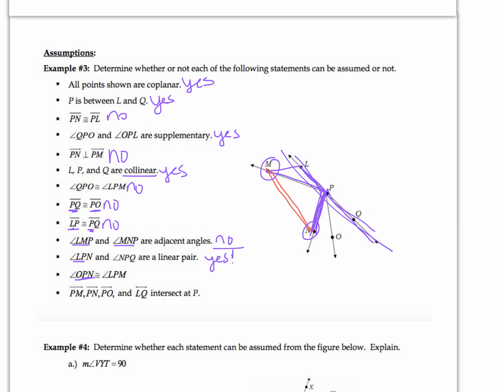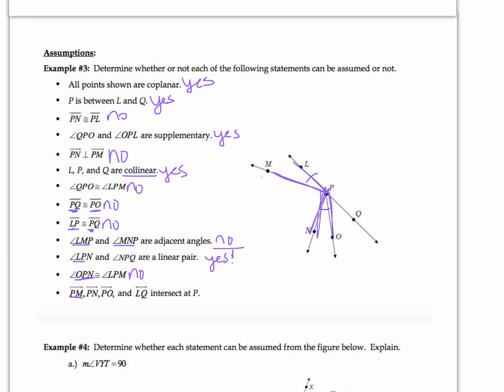OPN. Gotta erase all this drawing. OPN. It's this angle. And LPM. Can we assume they're congruent? Come on, no, of course not. We don't have the little marks here that say that they are. How could we assume that? If they're not vertical angles, they're nothing.